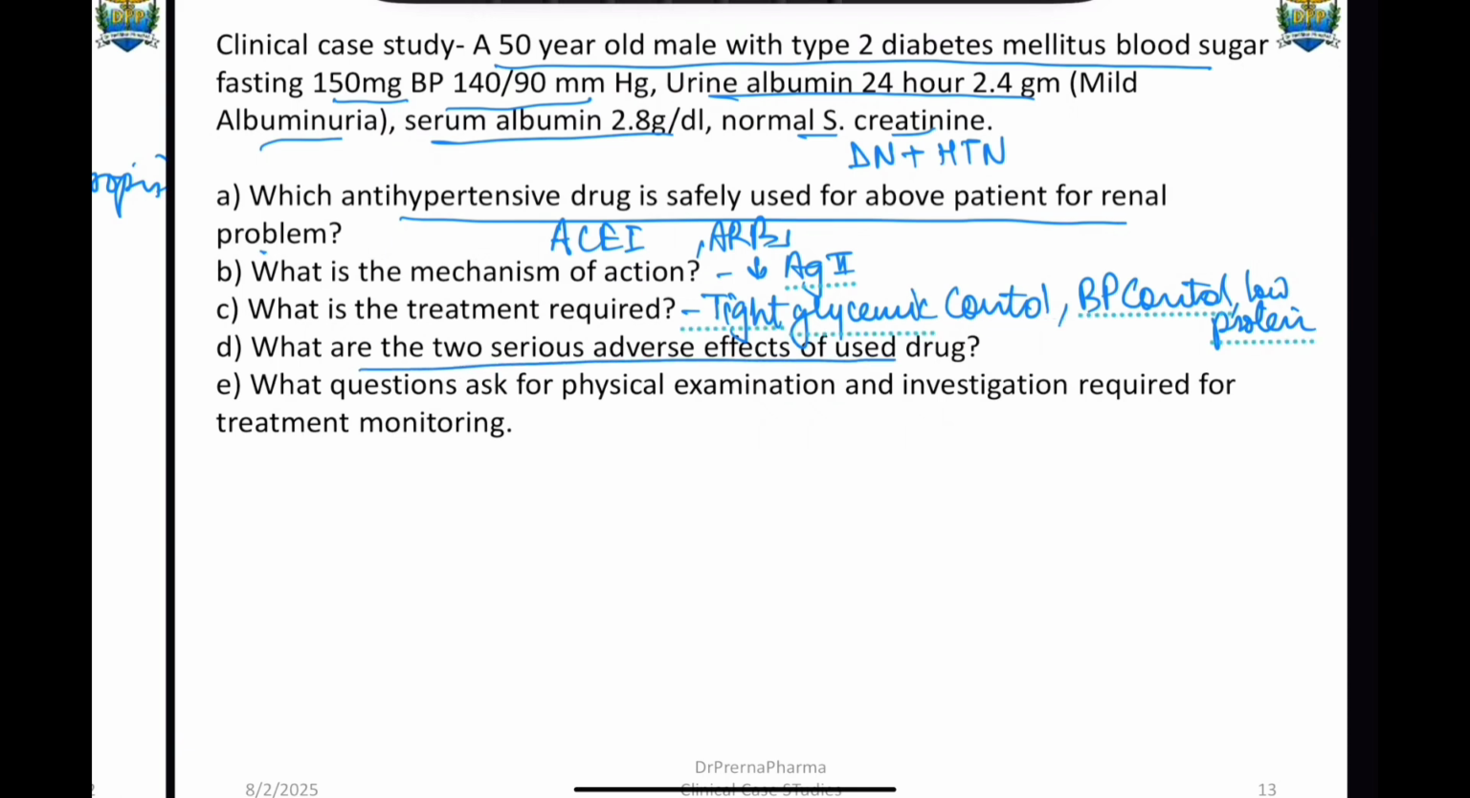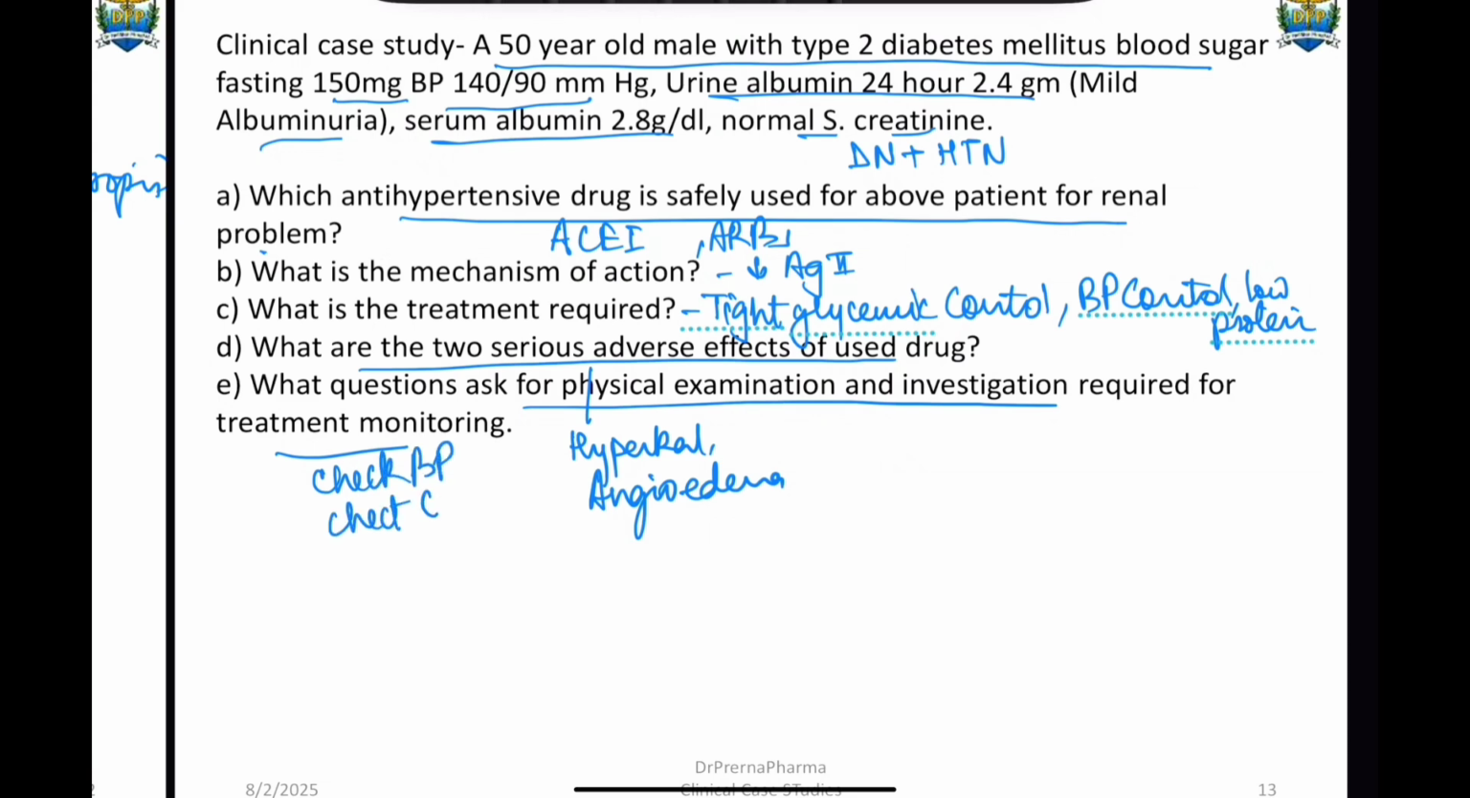What are the 2 serious adverse effects of the above drug? ACE inhibitors cause hyperkalemia and they cause angioedema. These are the 2 serious side effects. What should be asked for physical examination and investigations required for treatment monitoring? Check the blood pressure, check creatinine from time to time, potassium and urine protein, and ask to do the fundoscopy also. So with this we finish the clinical case study questions from past year questions.